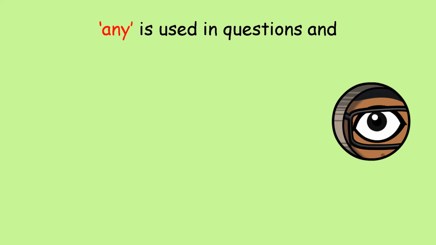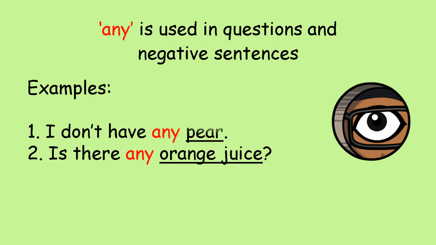Now, what about any? We use any in questions and negative sentences. Okay, there are two ways of using any. Okay, look at these examples. Number one, I don't have any pear. Okay, this is a negative sentence. I don't have any pear.